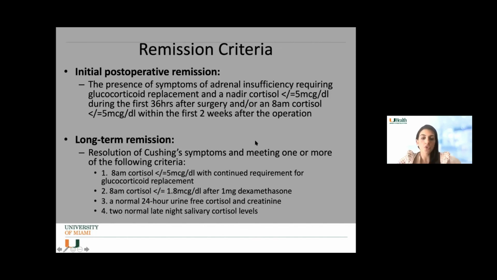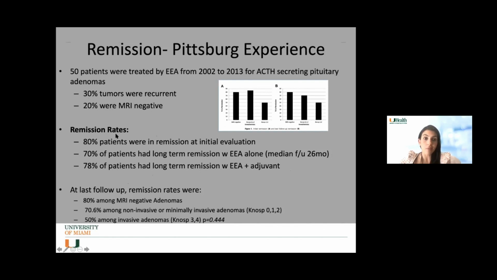So these are just different categories which we used. Back in the day we used to say, okay, you have a drop in the nadir cortisol, so that's great, success. But now the endocrinologists have very specific categories of how much they want the cortisol to drop, either in the morning and/or after low dose dexamethasone suppression, that they want to see in order to consider it a true remission. So that's another important consideration, both short-term and long-term.